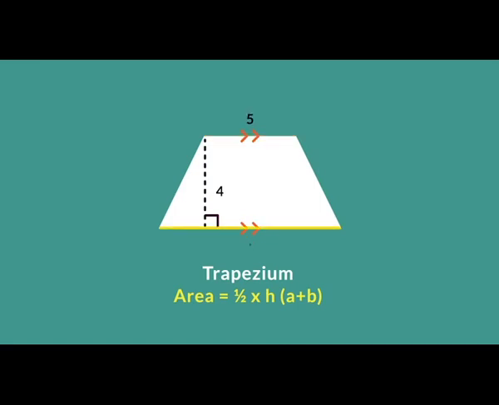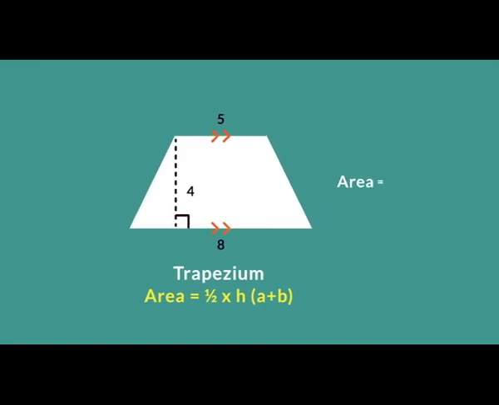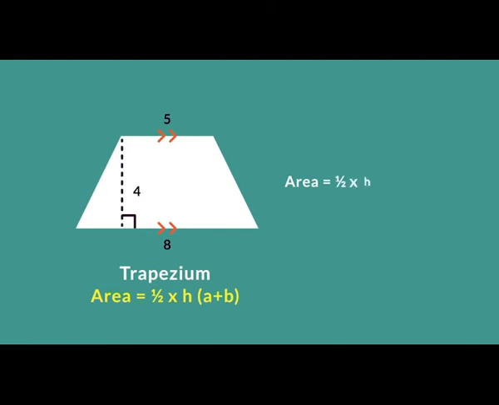area equals 1/2 times h times (a plus b). So we would have 1/2 times 4 times (5 plus 8) in brackets. We make sure to add up the values in brackets before multiplying, and the area of this trapezium is 26 centimeters squared.